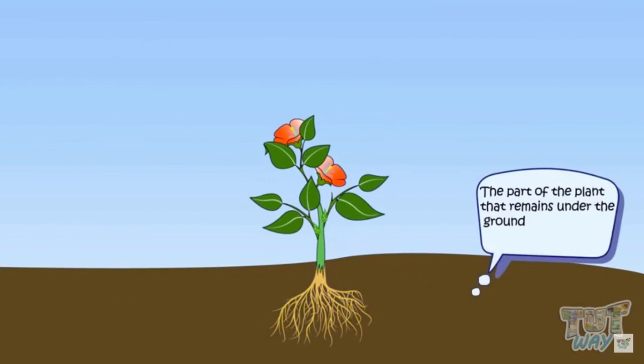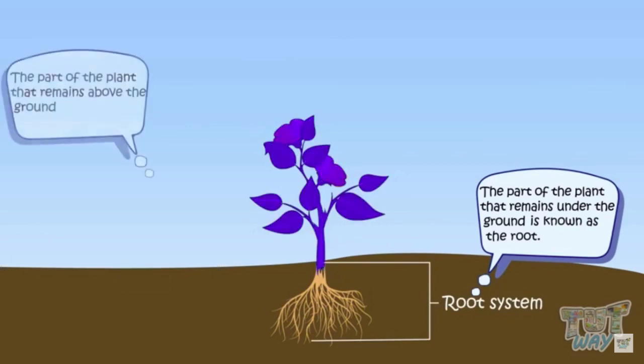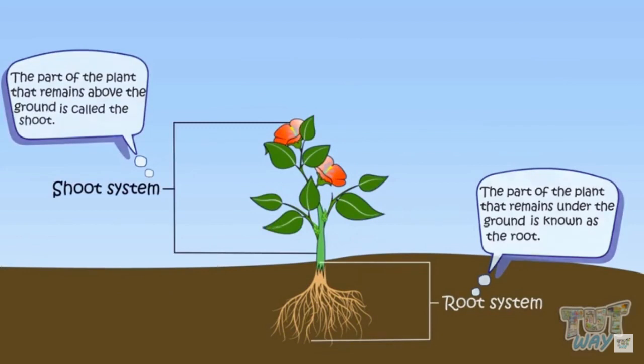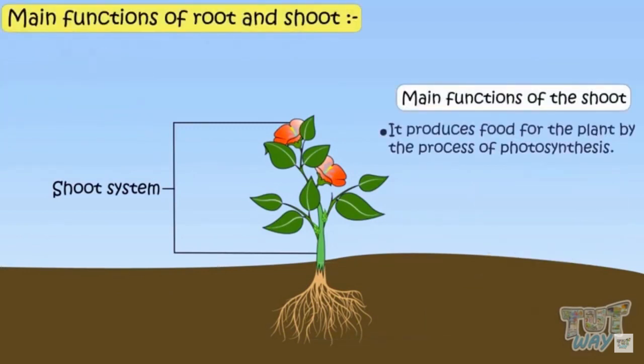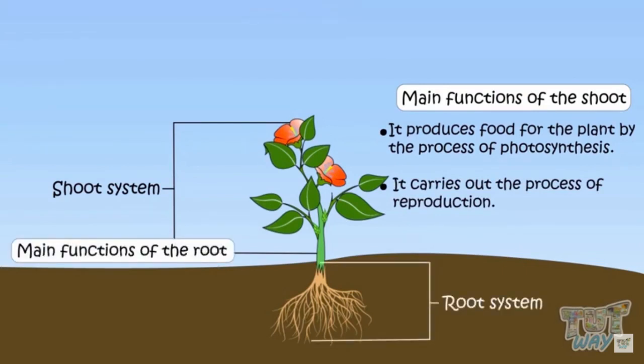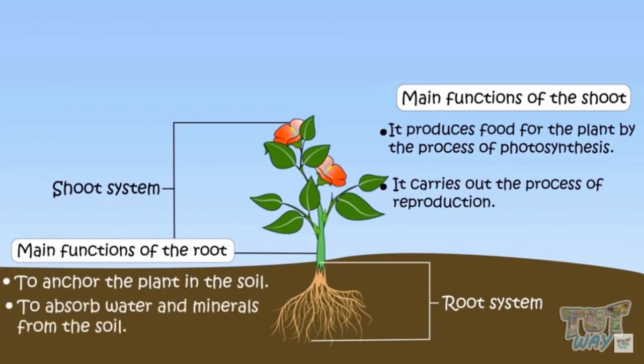The part of the plant that remains under the ground is known as the root. The part of the plant that remains above the ground is known as the shoot. The main function of shoot is to produce food for the plant by process of photosynthesis, and it carries out the process of reproduction too. The main functions of roots are to anchor the plant in the soil and to absorb water and minerals from the soil, and also stores food in some plants.